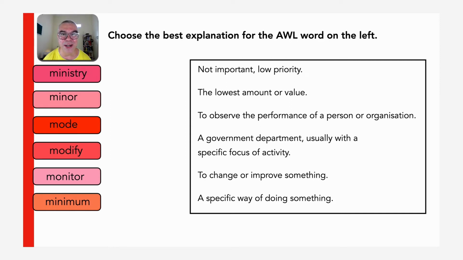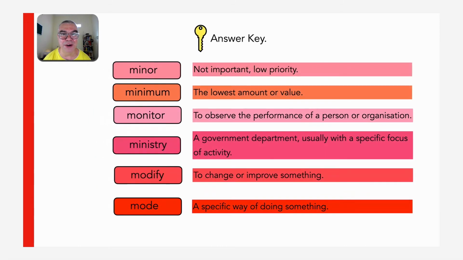We start with minor, not important, low priority. Minimum, the lowest amount or value of something. Monitor, to observe the performance of a person or organization. Ministry, a government department, usually with a special focus of activity. Modify, to change or improve something. Note that modify usually has the idea of improving it through changing. And the last one is mode, a specific way of doing something.